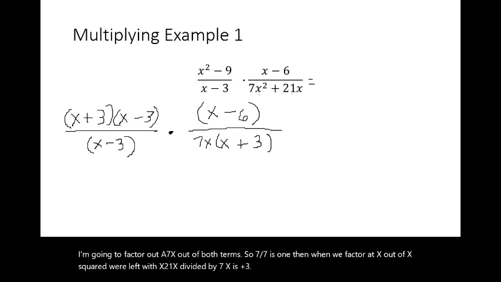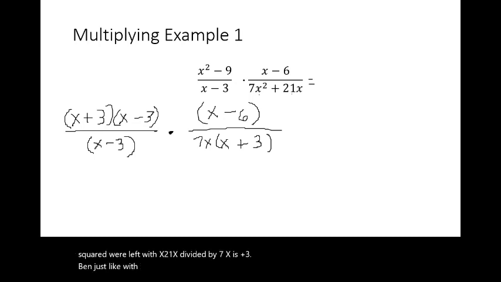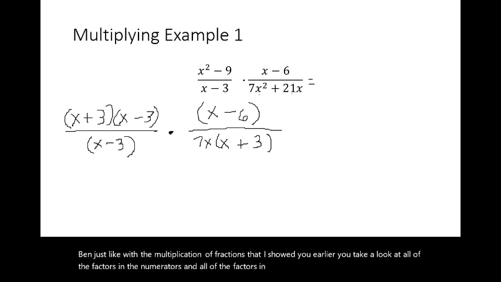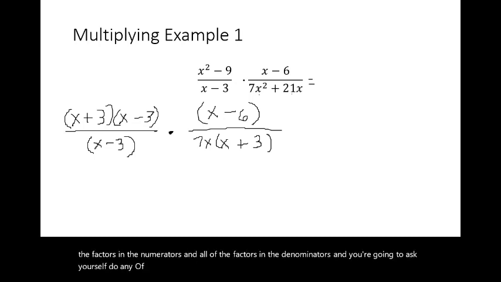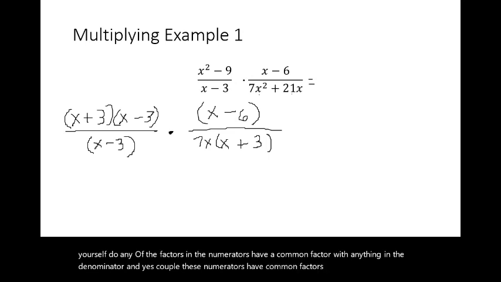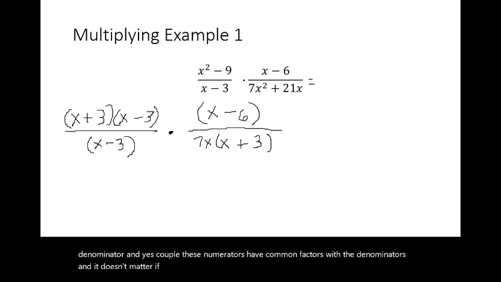Then, just like with the multiplication of fractions that I showed you earlier, you take a look at all of the factors in the numerators and all of the factors in the denominators. And you're going to ask yourself, do any of the factors in the numerators have a common factor with anything in the denominator? And yes, a couple of these numerators have common factors with the denominators, and it doesn't matter if they're in different fractions. So, in this fraction, this x minus 3 can cancel out with this x minus 3.